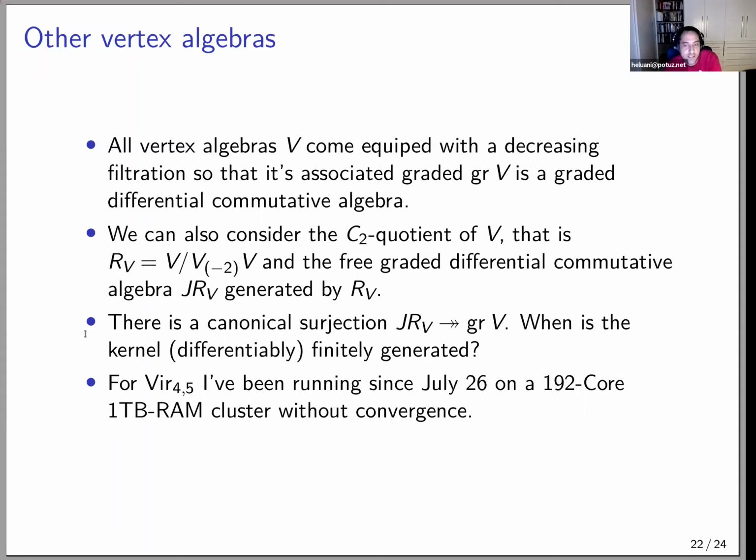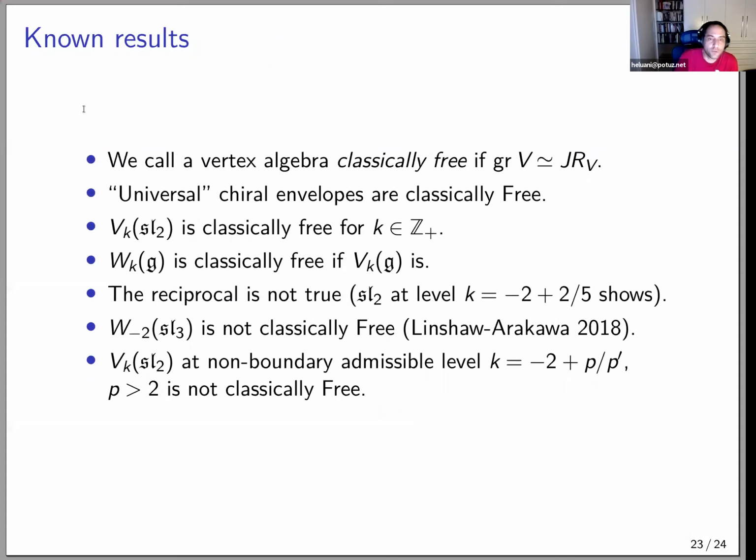However, the easiest case, the easiest unitary case after the Ising case, is this Virasoro 4,5. I've been running a process in parallel since July 26 on a supercomputer at IMBA. Well, I'm not sure if 192 cores counts as a supercomputer, but it's been running for a long time now and it doesn't converge. So we know that that thing there has more than one generator. It has generators up to degree 41 at least. I know there is one other one in degree 43, and I'm not going to see the form of that generator in my lifetime. So I think it's a deep question to try to understand the kernel of that surjection.